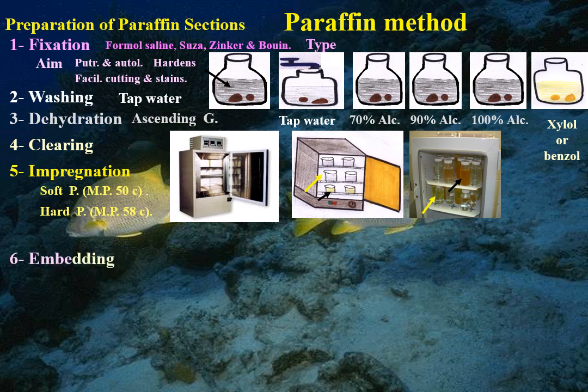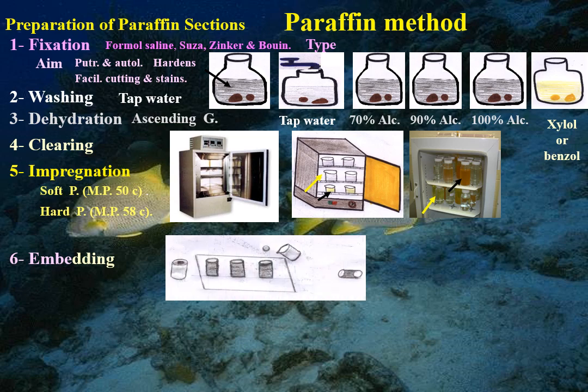Embedding. This is done by using a special hollowed metal box placed on a movable glass plate. Molten hard paraffin is poured in the metal box smeared with glycerine, and then the tissue is oriented in the center. On cooling, a paraffin block is obtained with the tissue in the center. The movable glass plate is removed and the block can be easily taken. Embedding is important as it supports the tissue and facilitates cutting.